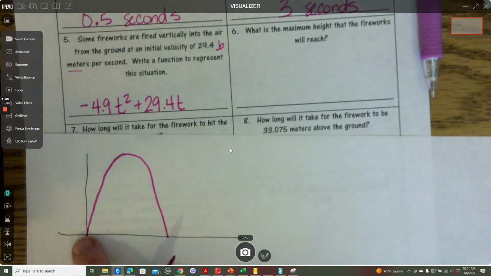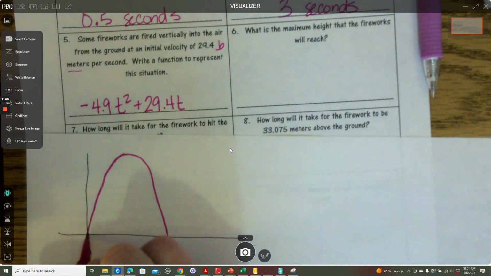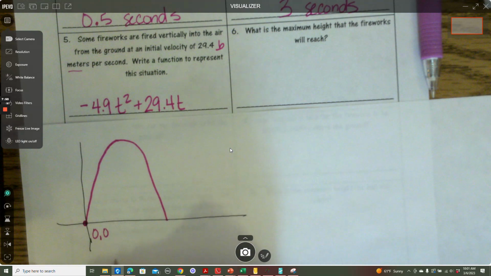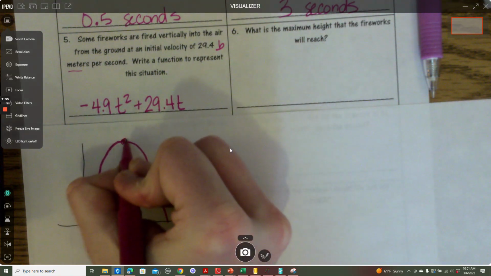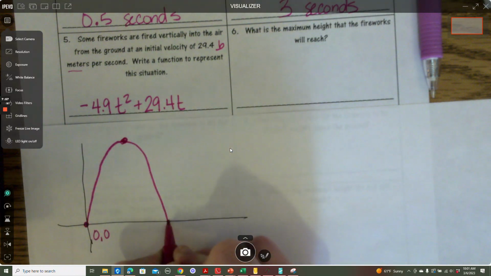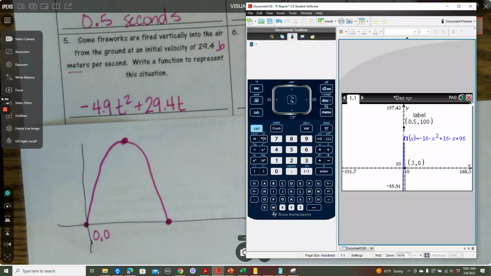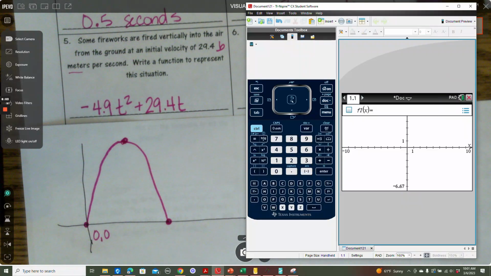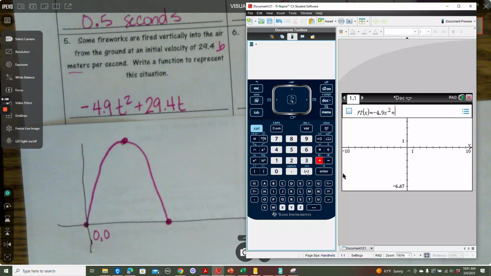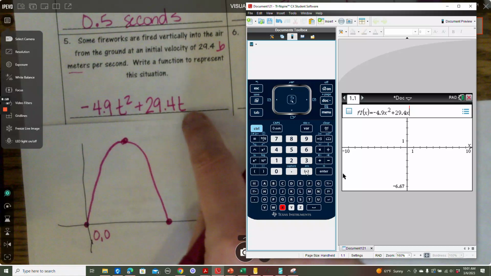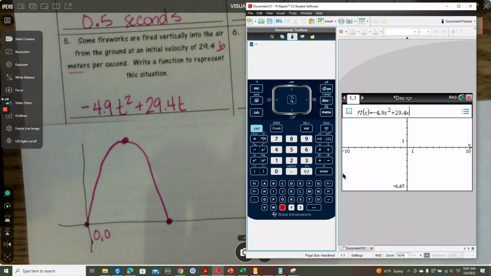Since this one starts at the ground, that's my starting position, 0, 0. At 0 seconds, I'm 0 feet off the ground. Here's the highest point they reach, and then here's when they hit the ground. So I can graph the equation that I wrote, negative 4.9x squared plus 29.4x. I know I write a t, but your calculator will not take a t on the graph. You have to change it to x.